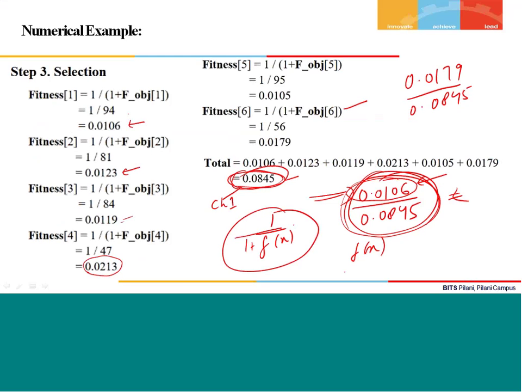The lesser the value of fx will be, the better the fitness will be. It will be inversely proportional. But just to simplify it, like it will be directly the greater the fitness, the better the chromosome will be. That's why I did it into 1 upon fx. If you want to do it inversely proportional, that's not a problem. You directly take fx.